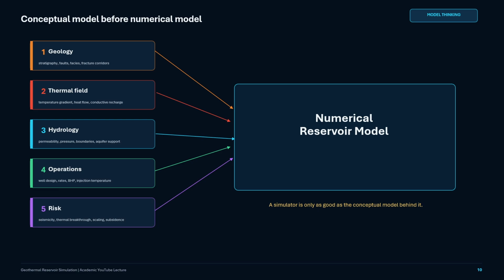For example, a fracture corridor may create fast flow. A sealing fault may compartmentalize pressure. A deep heat source may recharge the system over long time scales. If the conceptual model is weak, even the best numerical method will produce uncertain or misleading predictions.